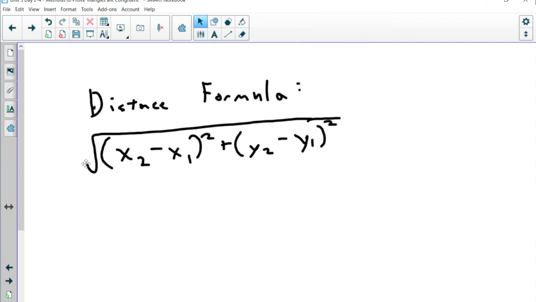But that is our distance formula. Make sure you get it written down, because we're going to be using it on these examples that we're about to look at.